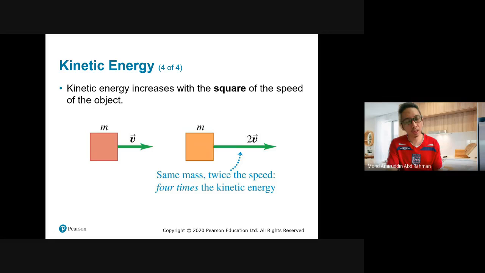So let's say now we have half mv squared. When v is doubled, the kinetic energy is not doubled, it will be 4 times higher because the v is squared. Whenever you double, it will be squared. So same mass, twice the speed, and 4 times the kinetic energy.